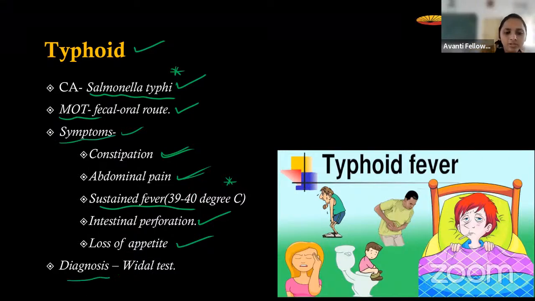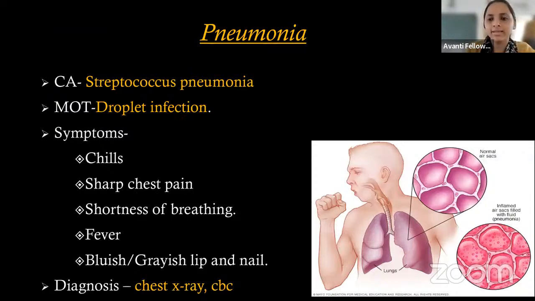How is the diagnosis done? Here the diagnosis is through the Widal test. The Widal test is very, very important. The diagnostic test for typhoid is the Widal test. Okay, fine. Then let us come to the second bacterial disease.